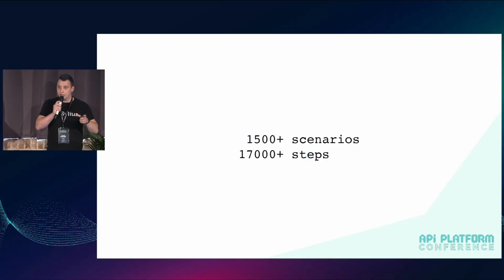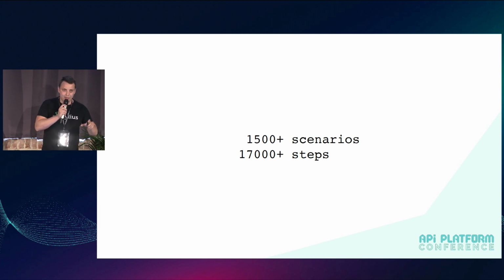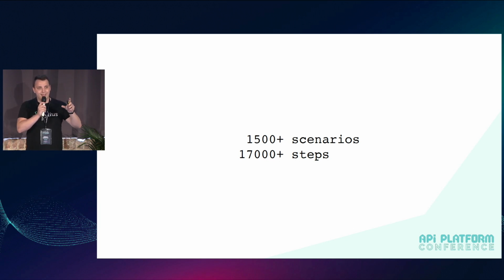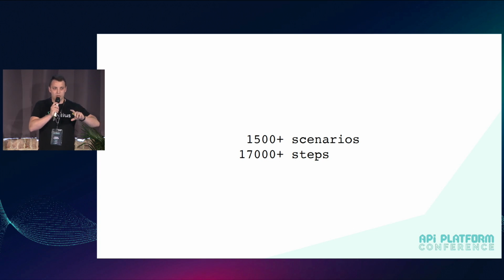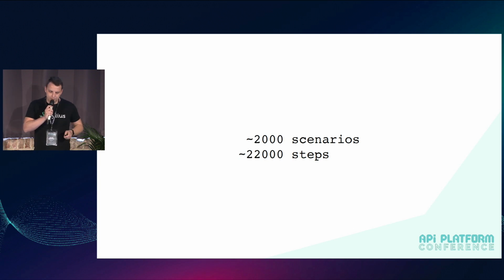So first of all, when we started to develop the integration between API Platform and Sylius, we had 1,500 scenarios and over 17,000 steps that were performed. So every time you wanted to change something in Sylius, this amount of steps was performed with Behat. Right now, just for comparison, we have almost 2,000 scenarios and 22,000 steps, so just to let you know.